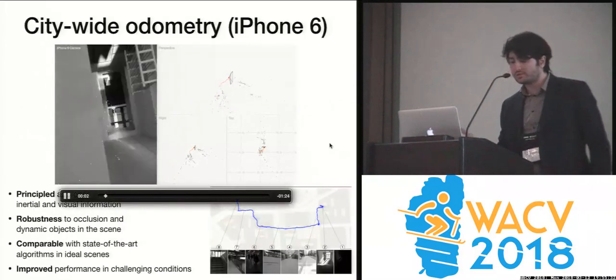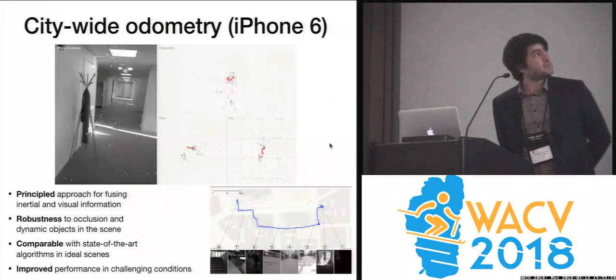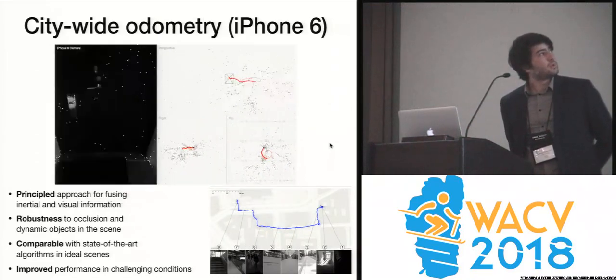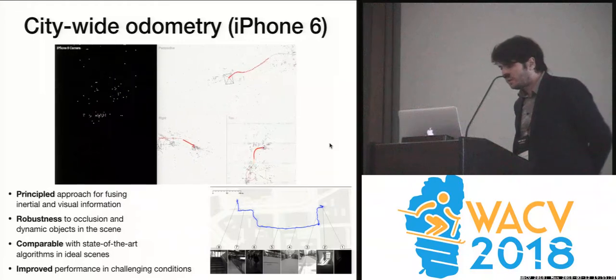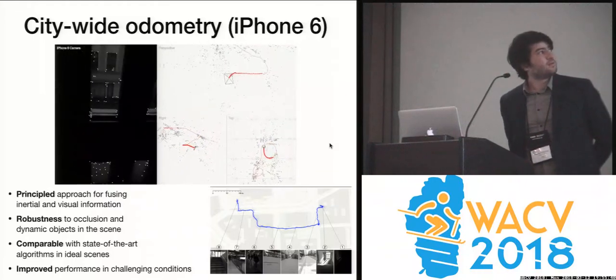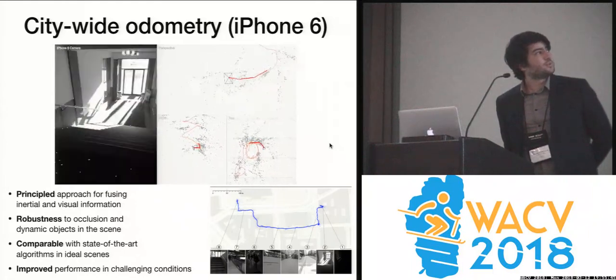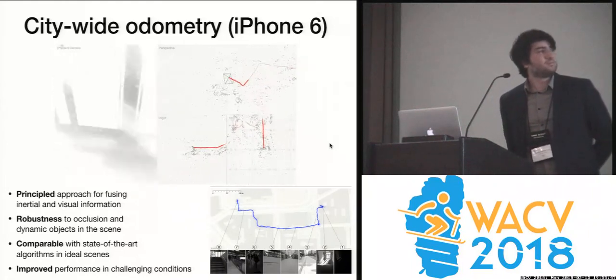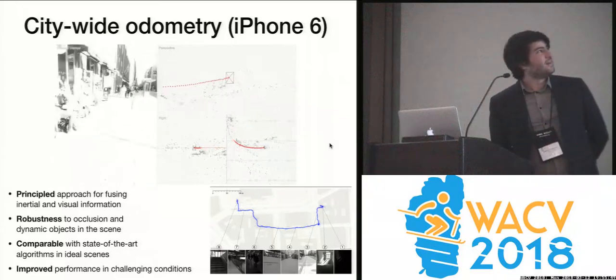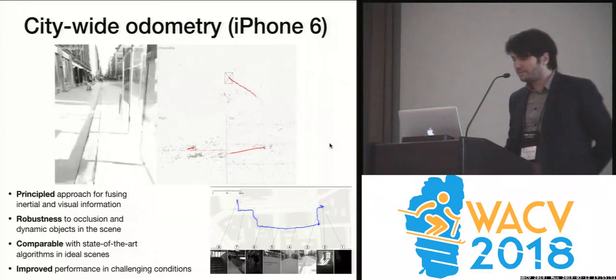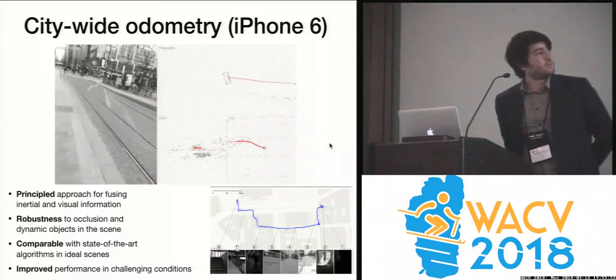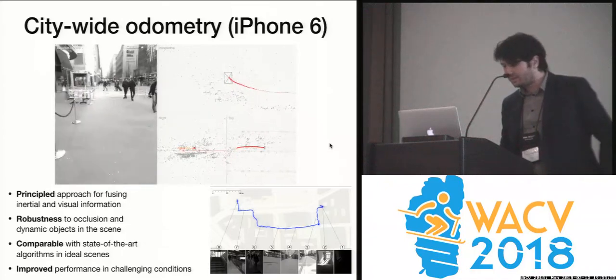So this is how it looks. We start in an office space, walking around, very natural motion. We go down a flight of stairs. You can see that the motion looks correct on the side, and then the total path also matches the map, which you can see down here.